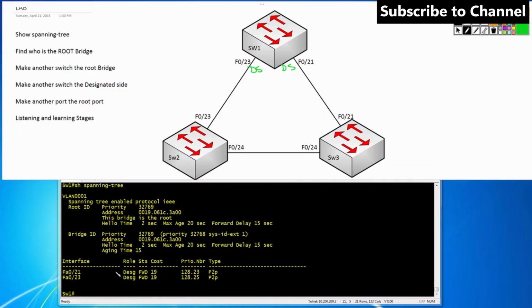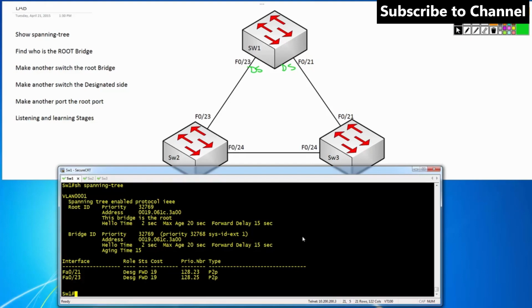So as you can see, both of these ports have a role of designated. From here, if both of these are designated, do you think that this port will be the root port and this one would be the root port on switch 2 and 3?